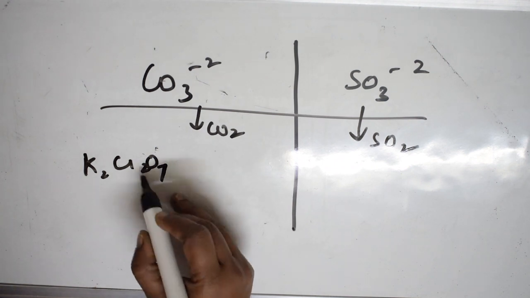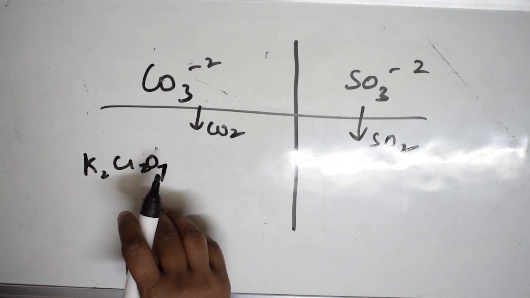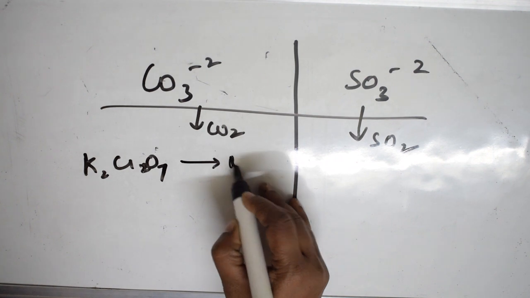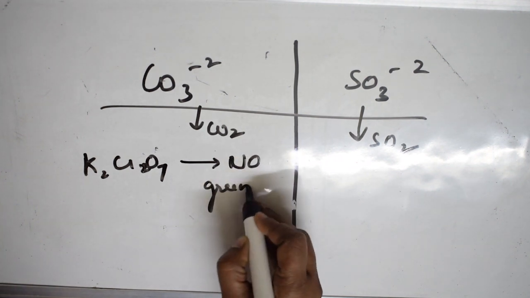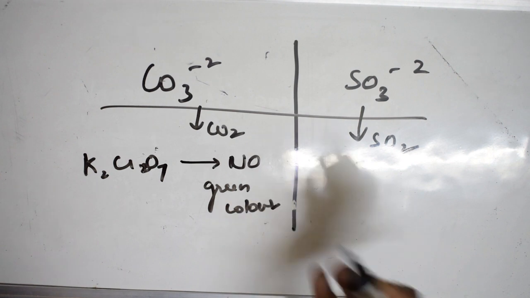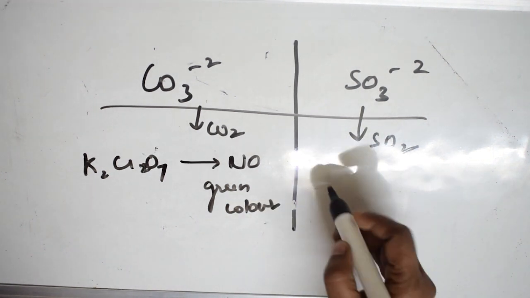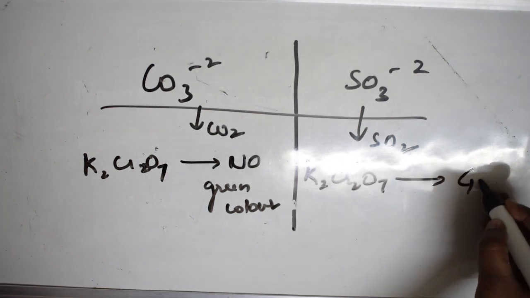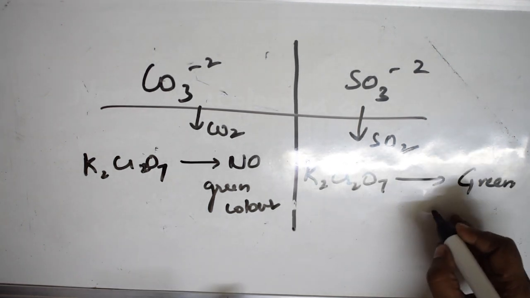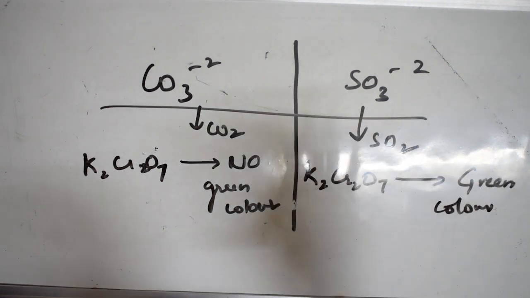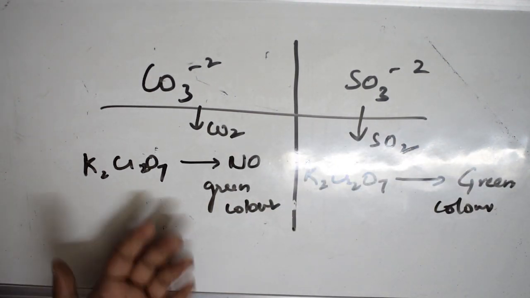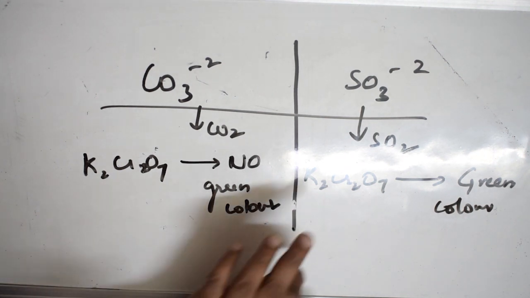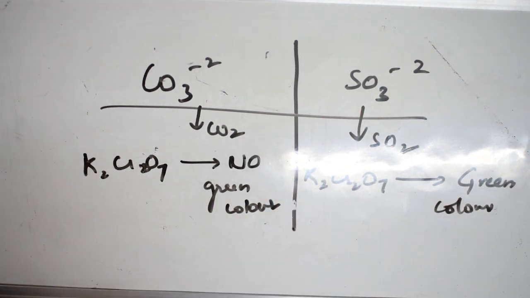When carbon dioxide is present and you add potassium dichromate, no green color is observed. Suppose sulfur dioxide gas is there and you add K2Cr2O7, a green color is observed, meaning a tinge of green in the gas. Here with carbonate and the same potassium dichromate, no green color is observed, but here green color is observed. Remember that, students.